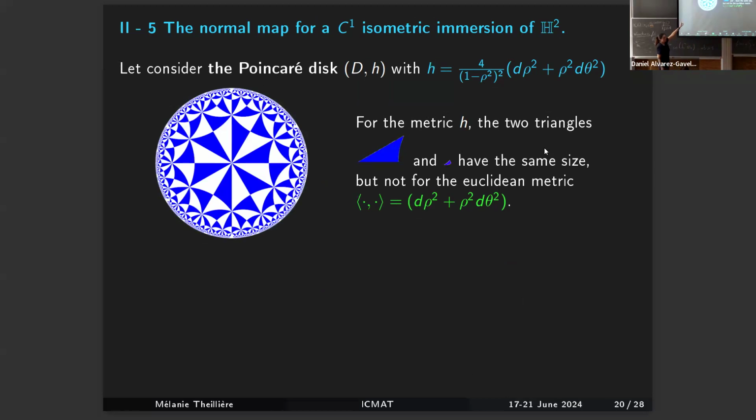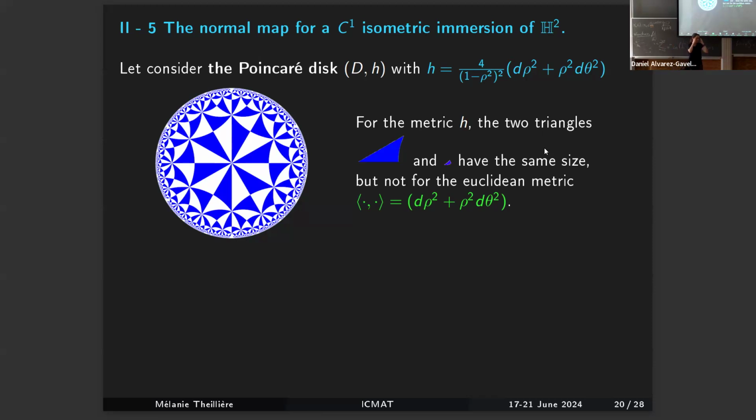So what I call the hyperbolic plane here, I consider the model of the Poincaré disk. I recall what the Poincaré disk is. Here is the metric H. For the metric of the Poincaré disk, each blue triangle has the same size, but of course not for the Euclidean metric, where at the border the size is reduced.